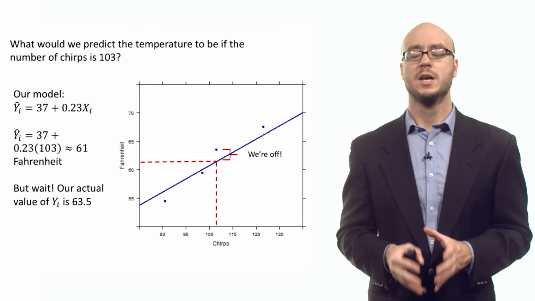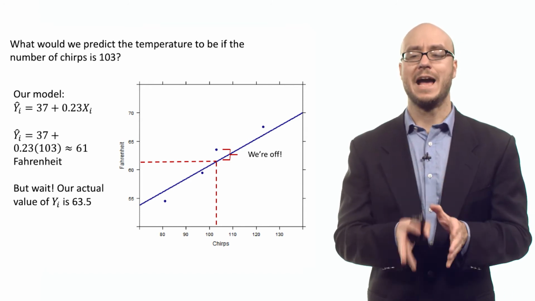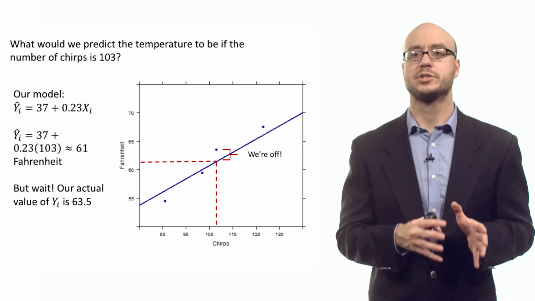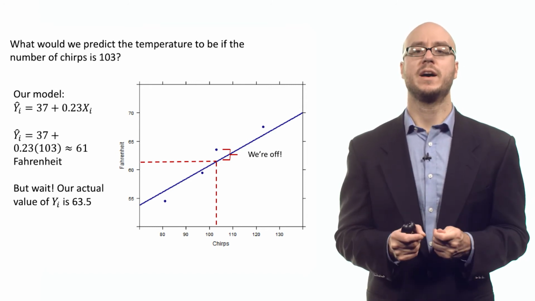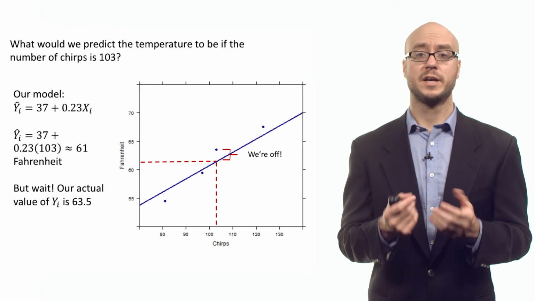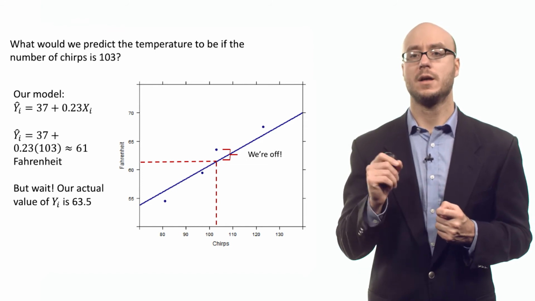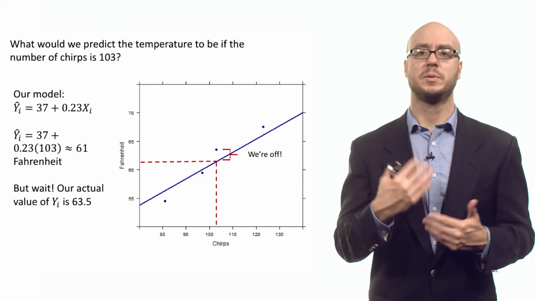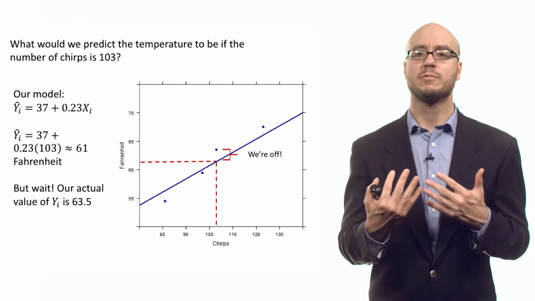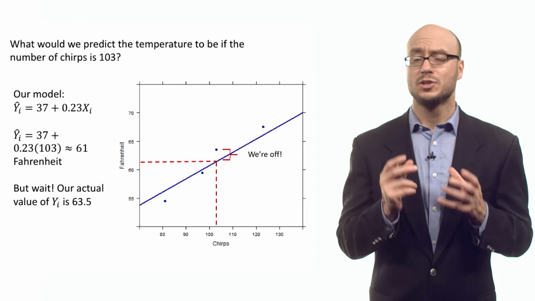To put it another way, our raw observed actual values of the outcome of temperature are in fact different from our fitted or predicted values of temperature. And this should be clear because those y-hats all lie on the line. And you can see that the actual data points are a little bit above, a little bit below. They're not always directly on the line. So we're a little bit off.